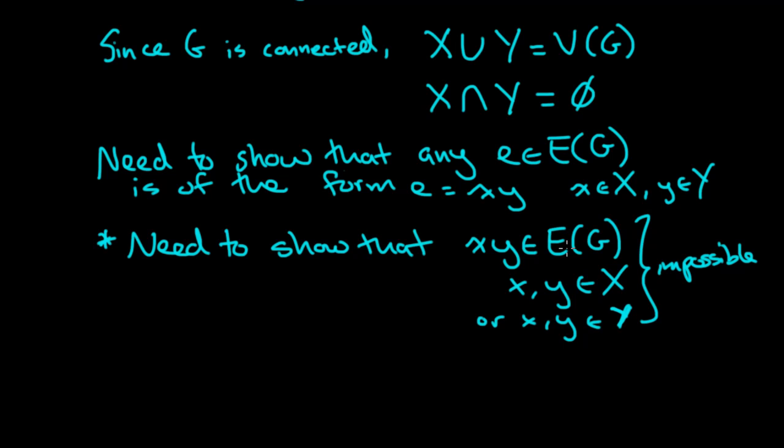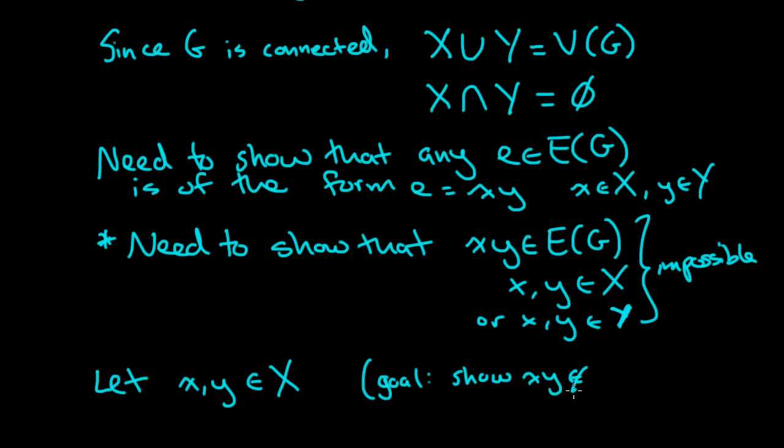And the proof will be the same for x and y both in X or for x and y both in Y. So let's just go ahead and say, let x and y both belong to the set X. Okay, so our goal here is to show that xy is not an edge. Goal is to show xy is not an edge, right? Because we don't want edges like that. So anytime we have x and y both belonging to the set X, there should not be an edge between them. That's what we want to show.